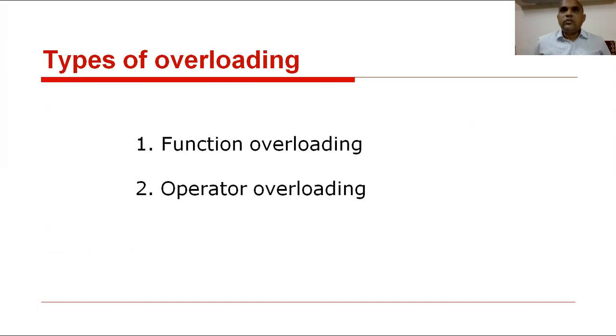We know there are various types of key concepts in object-oriented programming language. What are the various types of key concepts? Encapsulation, class, object, inheritance, polymorphism, etc. Clear, all of you? Then here polymorphism is a Greek word. Poly means many, morphism means forms. We can create many forms.